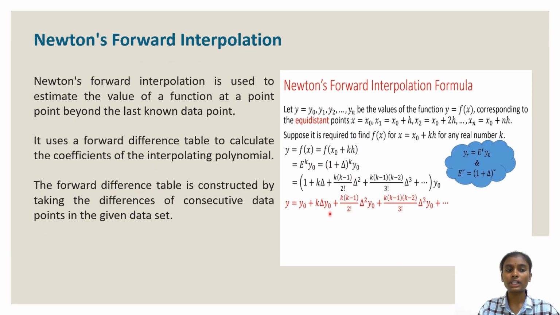Newton's forward interpolation. Newton's forward interpolation is used to estimate the value of a function at a point that lies between two known data points. It involves constructing a forward differences table using the data. Newton's forward interpolation is also used to estimate the value of a function at a point beyond the last known data point. It uses a forward differences table to calculate the coefficients of the interpolating polynomial. The forward differences table is constructed by taking the differences of consecutive data points in the given data set.